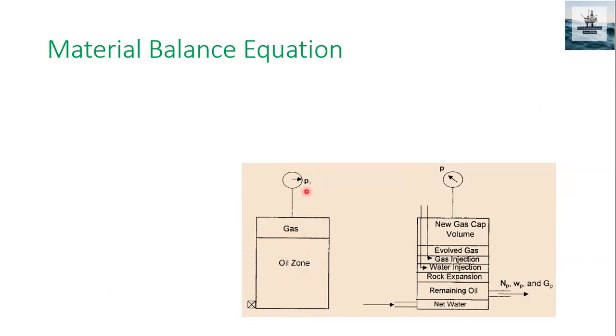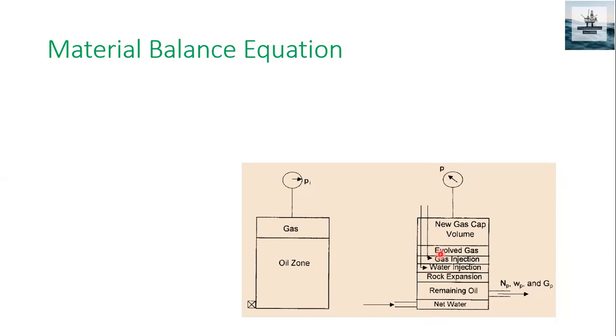PI represents the initial pressure or undersaturated pressure, where you have only two phases: one is gas and another one is oil. But after production, pressure will start to get reduced. Then you can see the reservoir is occupied by different fluids. The gas quantity will increase when pressure is reduced. Whenever pressure is reduced, gas will start to increase.